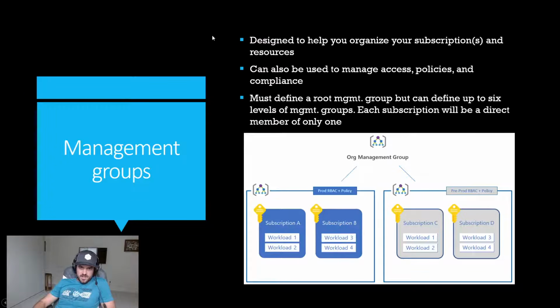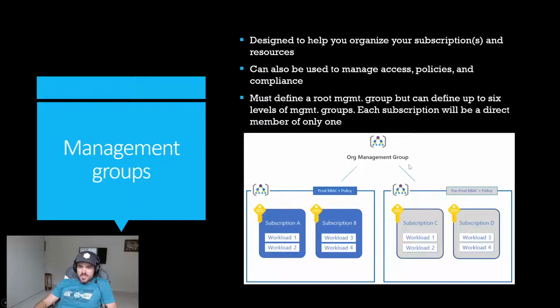So, management groups are designed to help you organize your subscription or subscriptions if you have multiple, which obviously is not uncommon, and the subsequent resources. They can also be used to manage access policies and compliance. Once you get going in Azure, especially at an organization, you're going to have to define a root management group. But within that, you can define up to 6 levels of management groups. But each individual subscription can only belong to one management group, right?